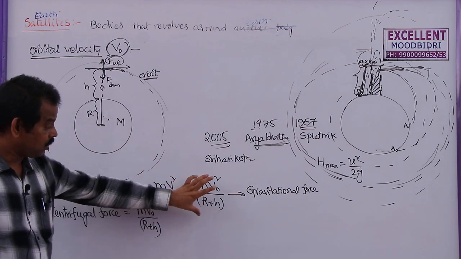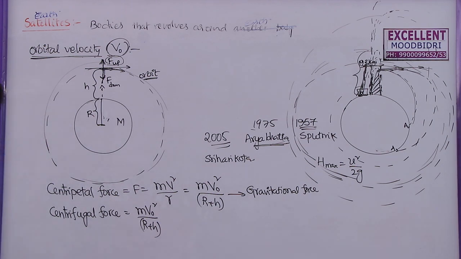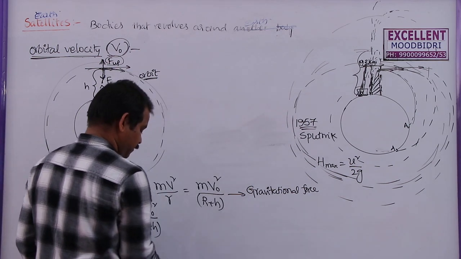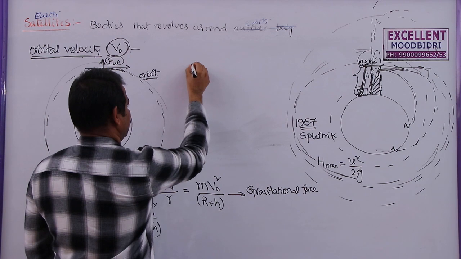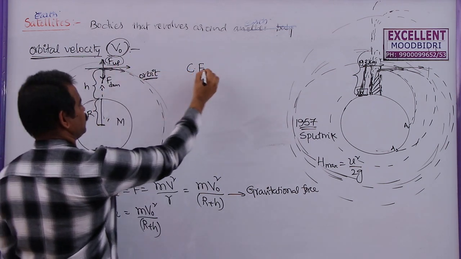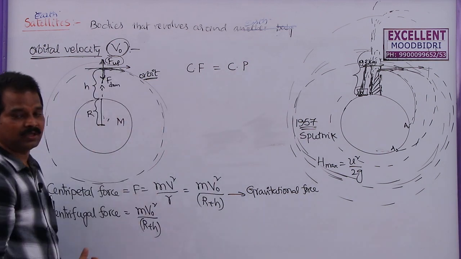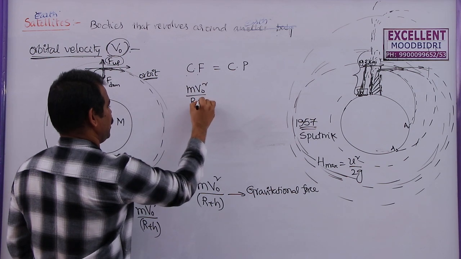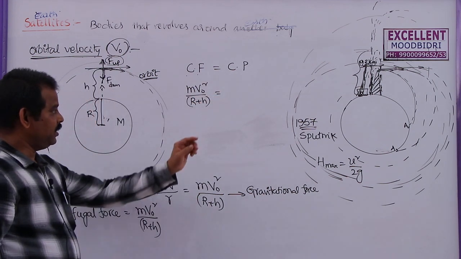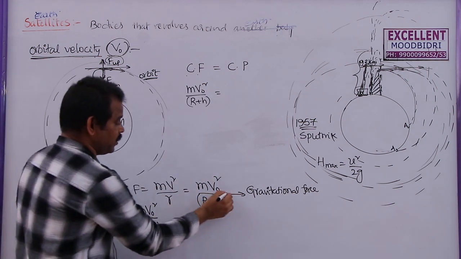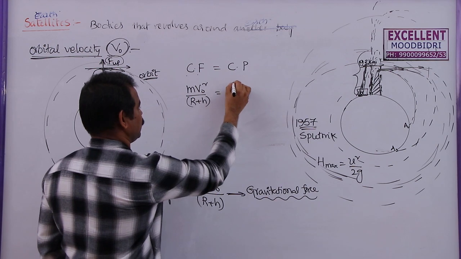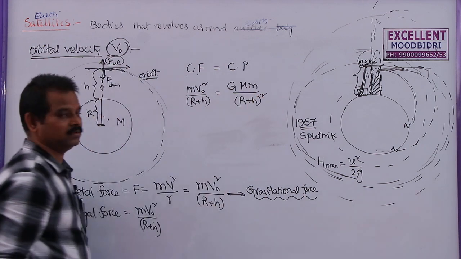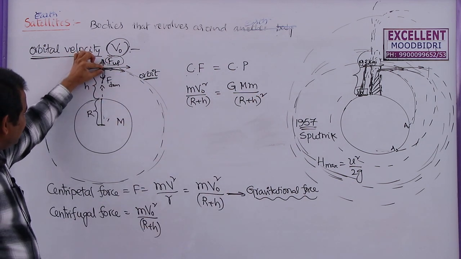Here it is clear. But what about this value? So let me take this one. If you consider only the magnitudes here, now we can write the centrifugal force, which is acting outwards, must be equal to the centripetal force, which is acting towards the center. The centrifugal force is equal to m v naught square by r plus h, which is equal to centripetal force, and this will be provided by the gravitational force of attraction, which is given by capital G, capital M, small m by r plus h whole square. This is the force of attraction between the satellite and earth.